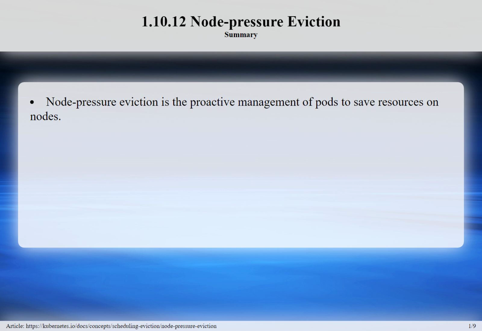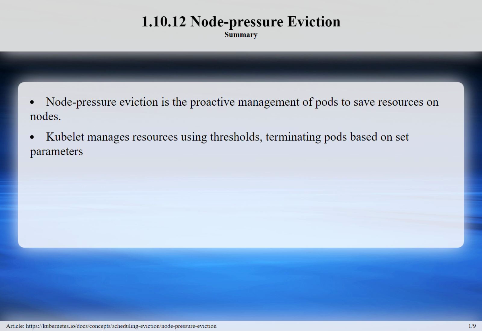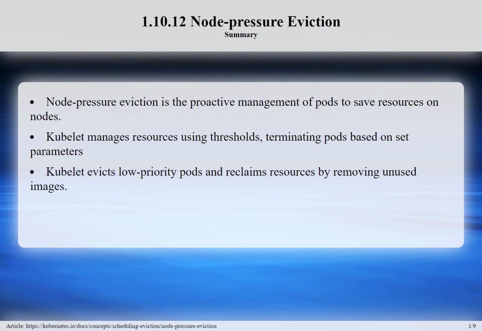Node-pressure eviction is a feature where the kubelet ends pods preemptively to manage resource use. It monitors node resources like memory and disk space, using eviction thresholds to make decisions without considering pod priorities or disruption budgets. Pod termination is immediate or after a configured grace period. The kubelet attempts to free resources by removing unused images before terminating pods.